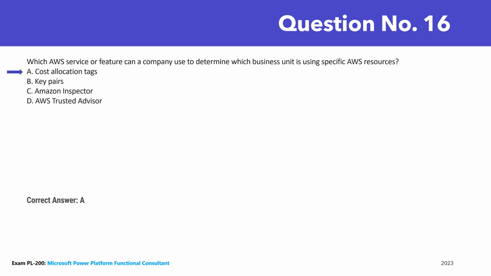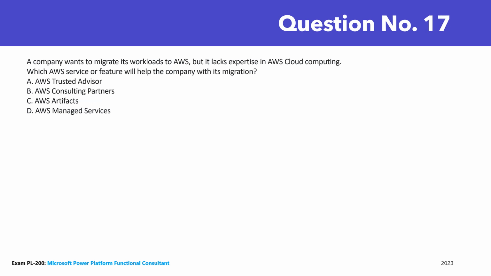A company wants to migrate its workloads to AWS, but it lacks expertise in AWS cloud computing. Which AWS service or feature will help the company with its migration? A. AWS Trusted Advisor. B. AWS Consulting Partners. C. AWS Artifact. D. AWS Managed Services. Correct answer, D.